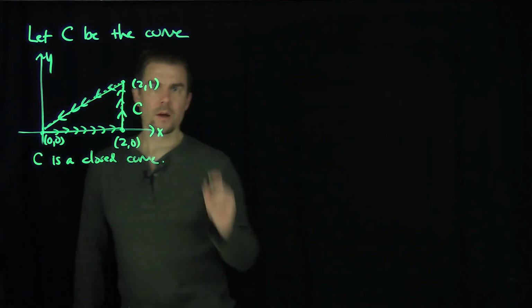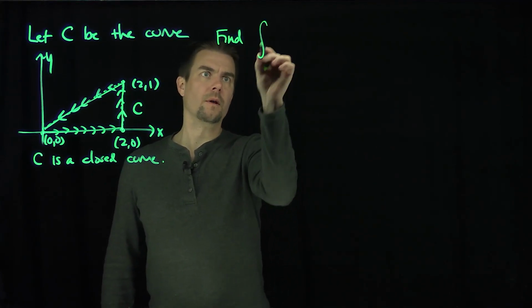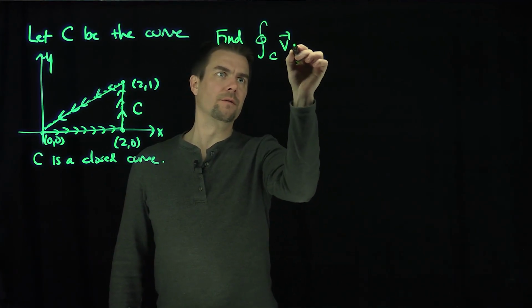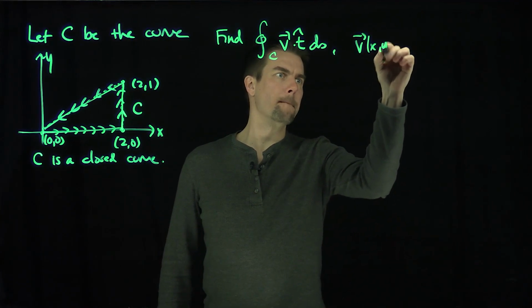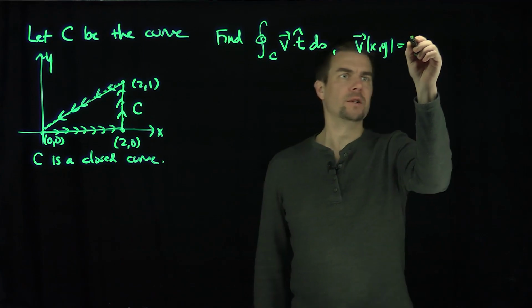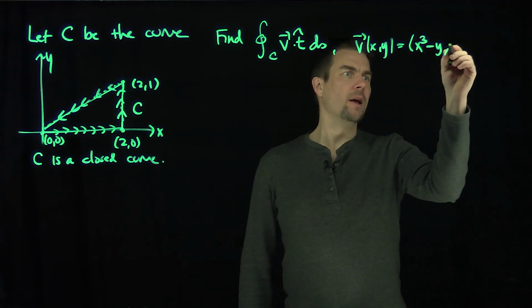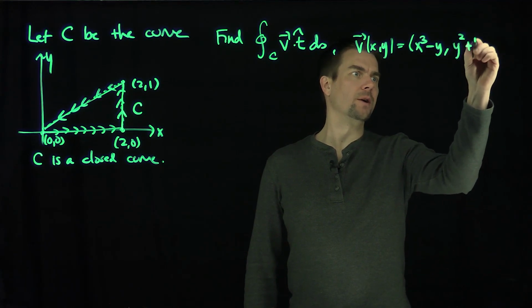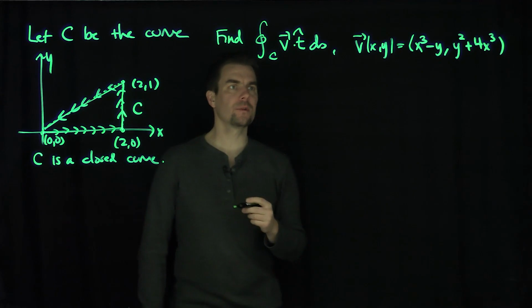Okay. Now what I'd like to do is find the flow of a vector field over this closed curve, where V of x, y is a two-dimensional vector field. It's going to be x cubed minus y, and then y squared plus 4x cubed. Okay, there's my vector field.